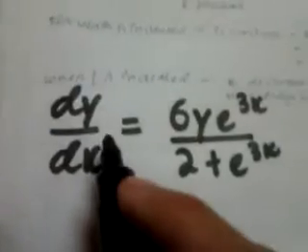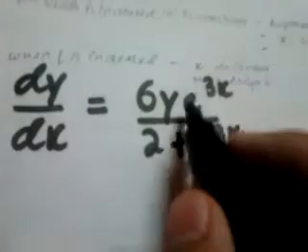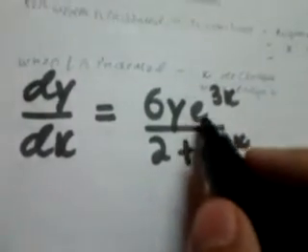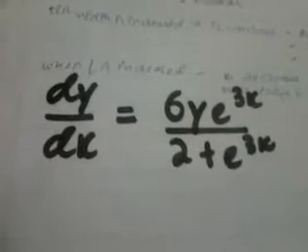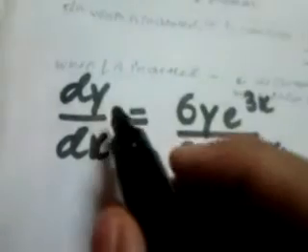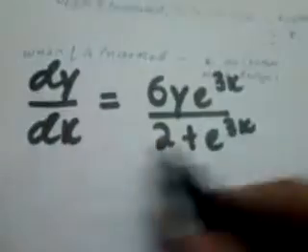Okay, it's given that dy by dx equals this. Now, this is e here, the exponential function e. The question says solve this differential equation. Since it contains dy by dx, it contains differentiation. This is called a differential equation.